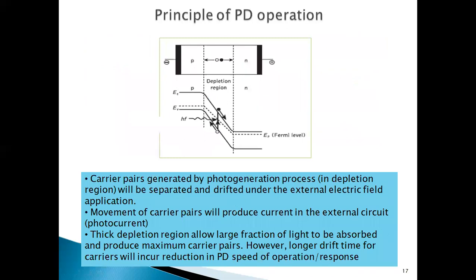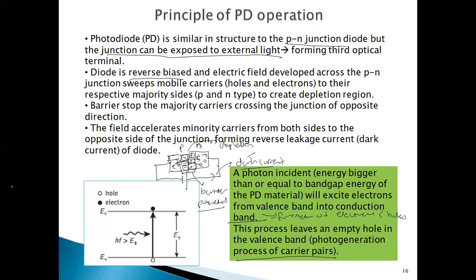Next, we can see the carrier pairs which are generated by the previous photogeneration process in your photodiode or in your depletion region. We know that for the previous condition, this photogeneration process happens in your depletion region.